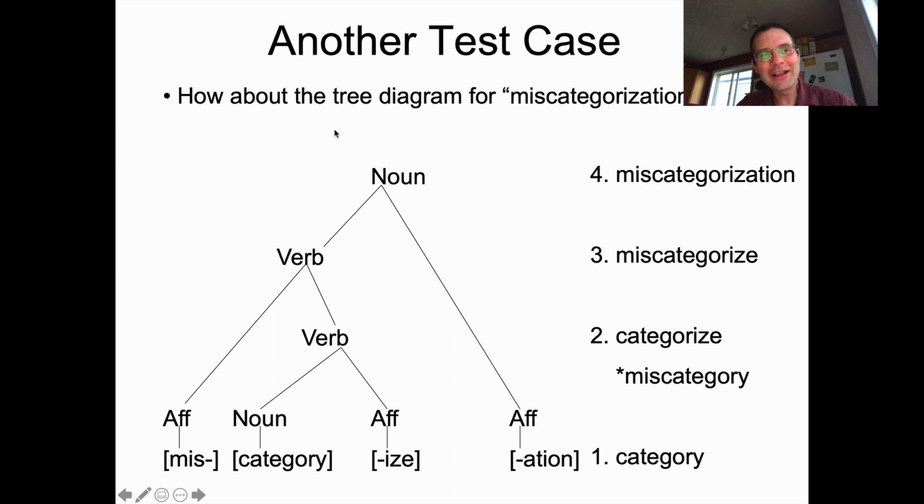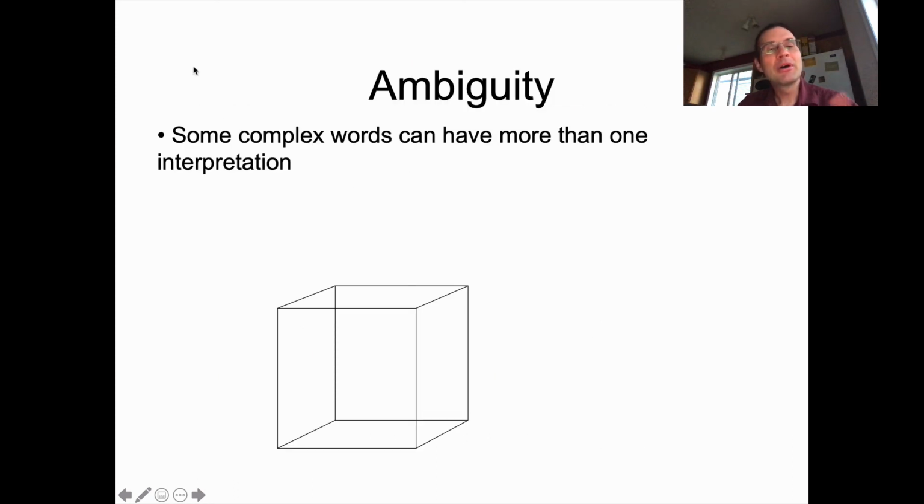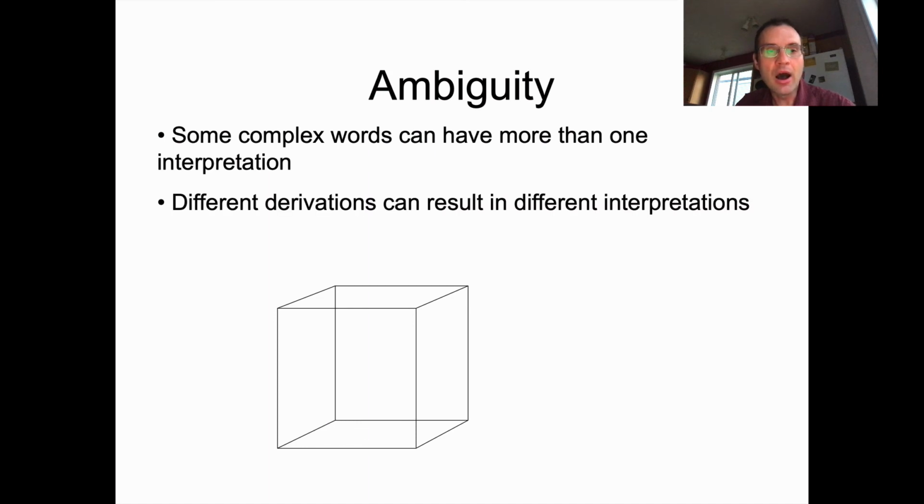Generally speaking, I'm not going to give you words which have more than one answer to how they should be represented in a tree structure, but that can happen. In this case, it's complex, but there's only one way through the maze, as it were. But there are some cool cases in language where we have complex words which have more than one morphological interpretation. I'm going to call this process of putting morphemes together into a complex word a derivation of the morphological structure of the word. So different derivations can result in different interpretations for some words.